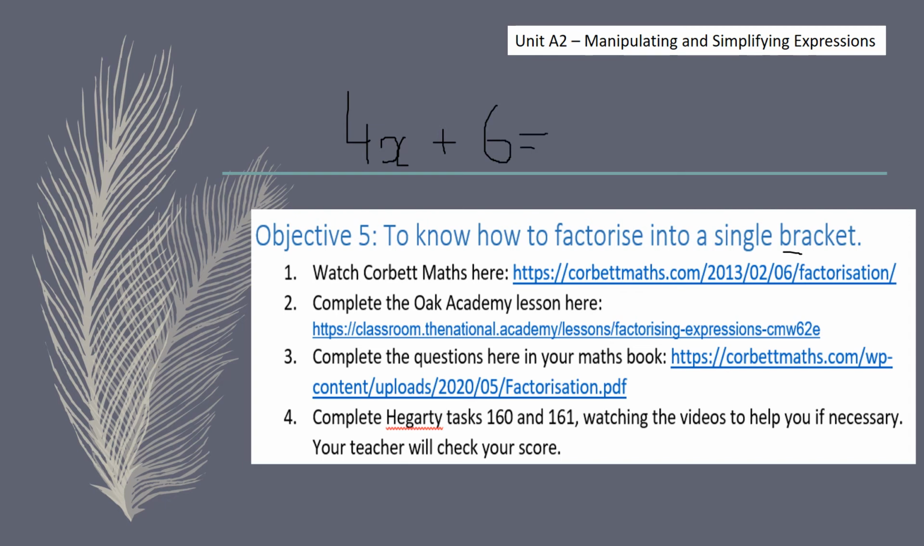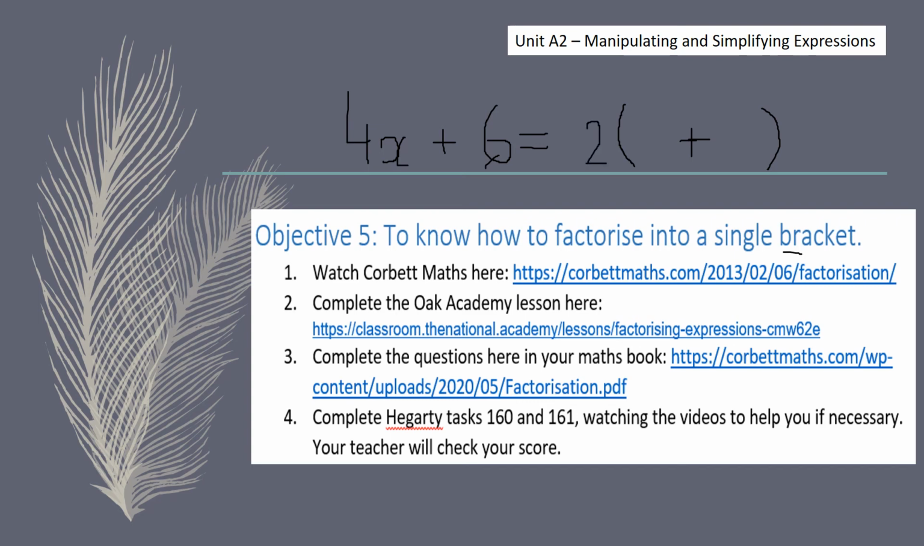So you need to think, what was the bracket to begin with? And what was it multiplied by to give us 4x plus 6? So you're going to look at what is the common factor of 4x and 6. So here the common factor that goes into 4 and 6 is 2, nothing else.